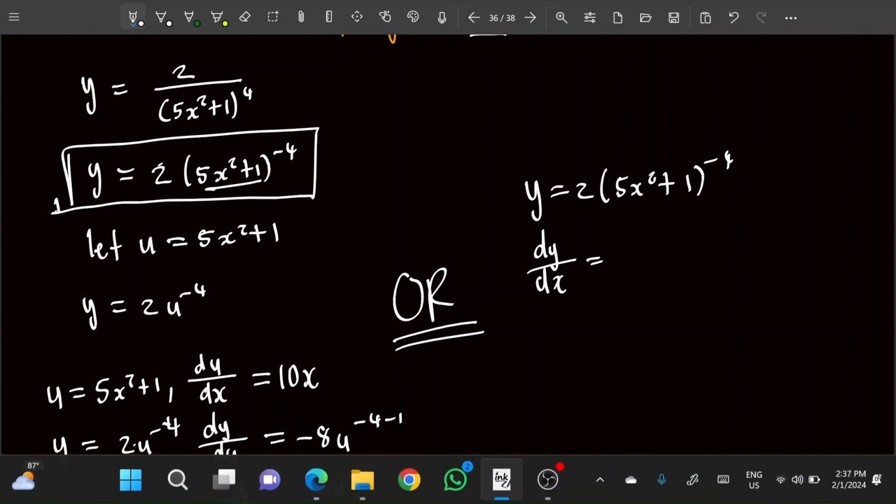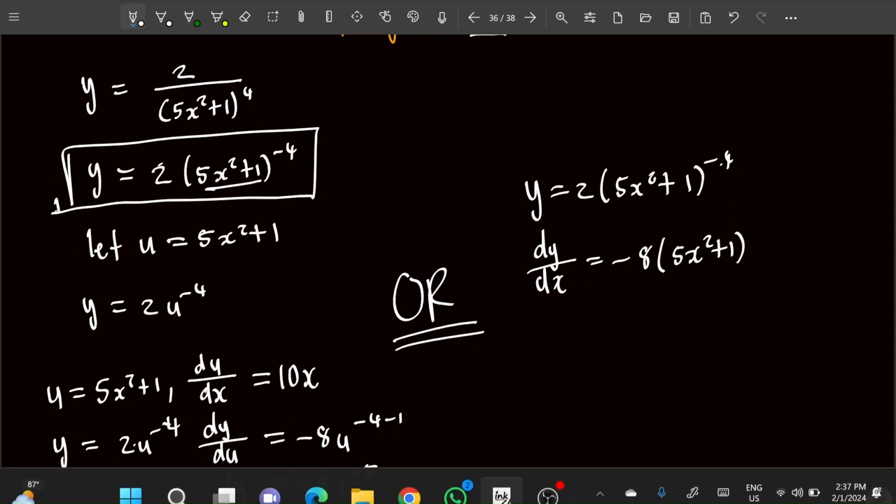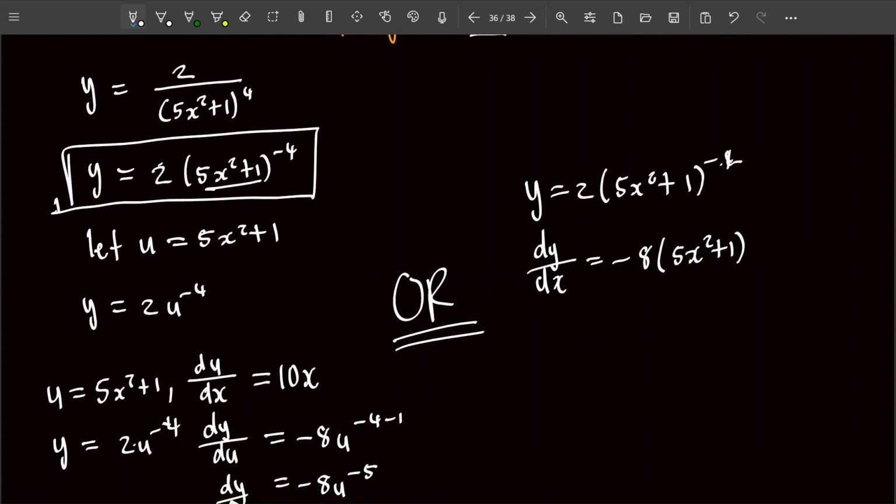So what is the derivative of the outside? Negative 4 by 2, the signs are different, your answer is negative 8. Then I just bring the inside like it is, 5x squared plus 1. I don't change the inside in the first step. I don't care about it. And then my power is reducing by 1. It was negative 4. If I subtract 1, I would get negative 5. You can just say negative 4 minus 1 if you're not sure.